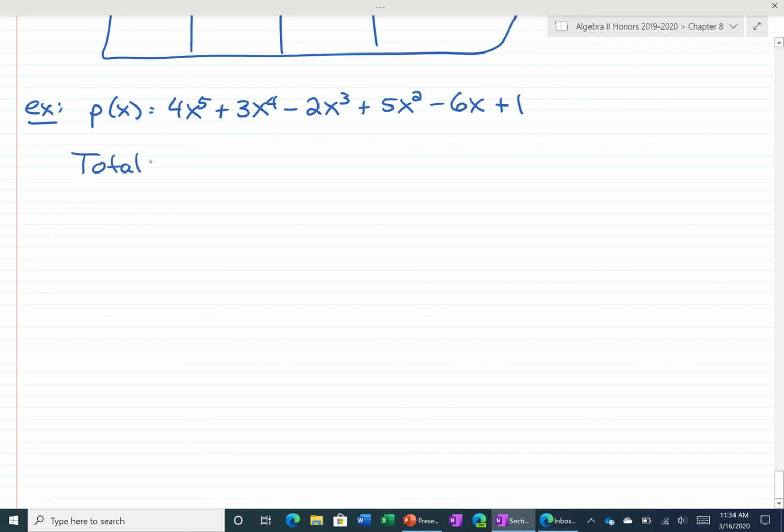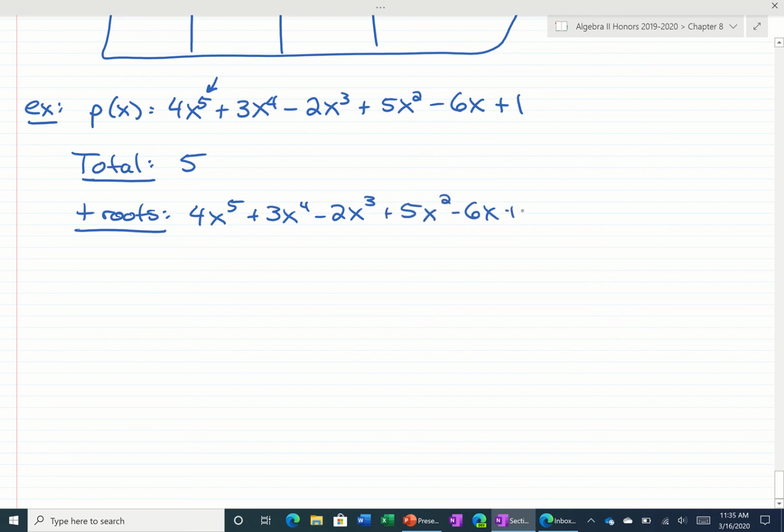Total number of roots for this would be 5. That's the highest power of x. Number of positive roots, we look at the signs, and we always subtract 2 until we can't do that anymore. Alright, so there's a lot going on here. We read it from left to right just like a book. This looks like a sign change. Negative to positive is a sign change. Positive to negative is a sign change. Negative to positive. So we have a lot going on here. It looks like there's 4 times the sign changes.